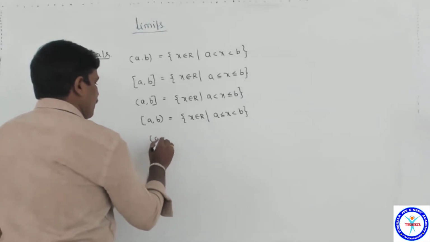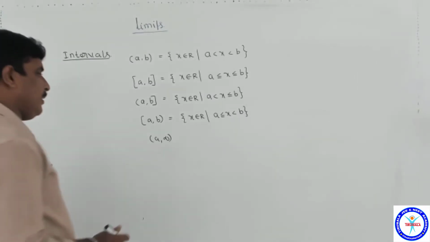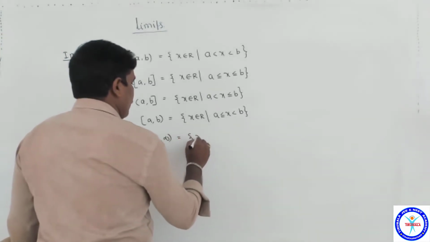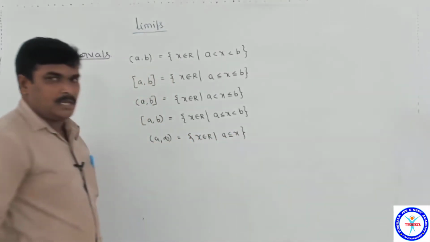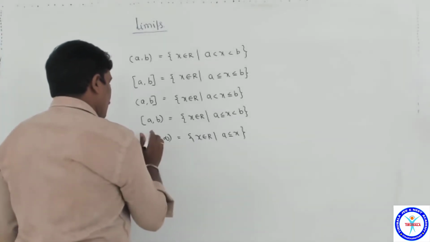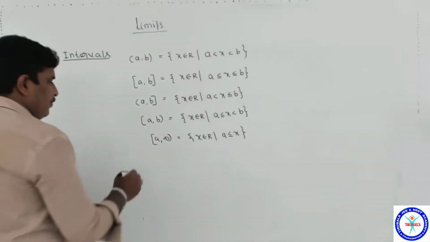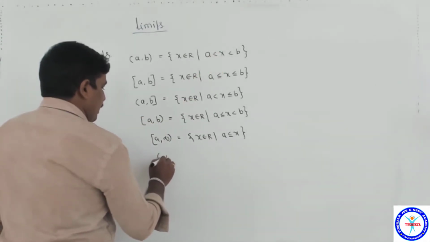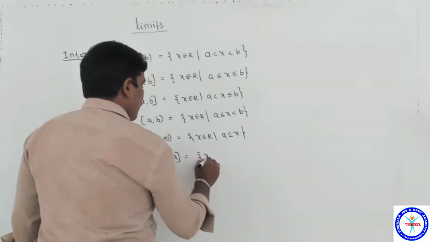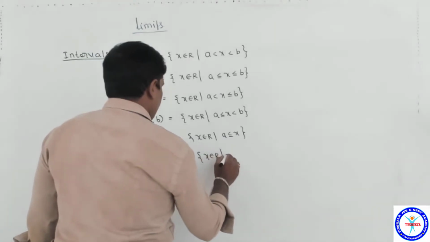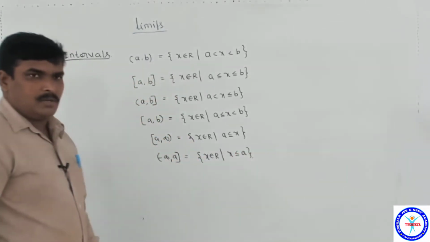Now the ray [a, ∞). This is the ray that starts from a to infinity. This is equal to x belongs to R such that a ≤ x. If it is closed, it starts from a up to infinity. Next is (−∞, a]. This is the left ray, equal to the set of x belongs to R such that x ≤ a.